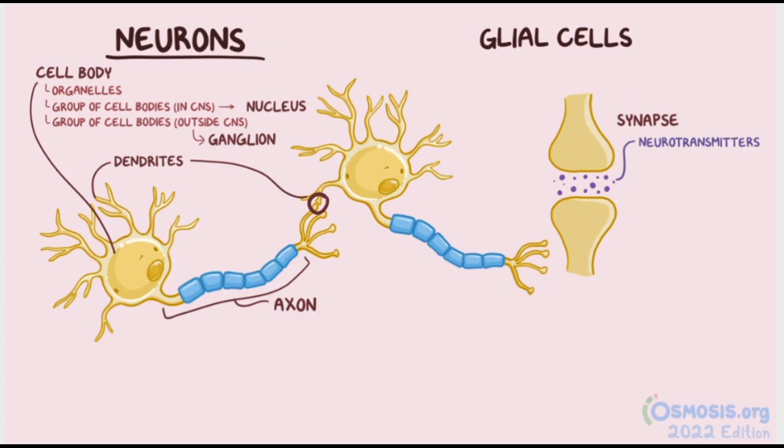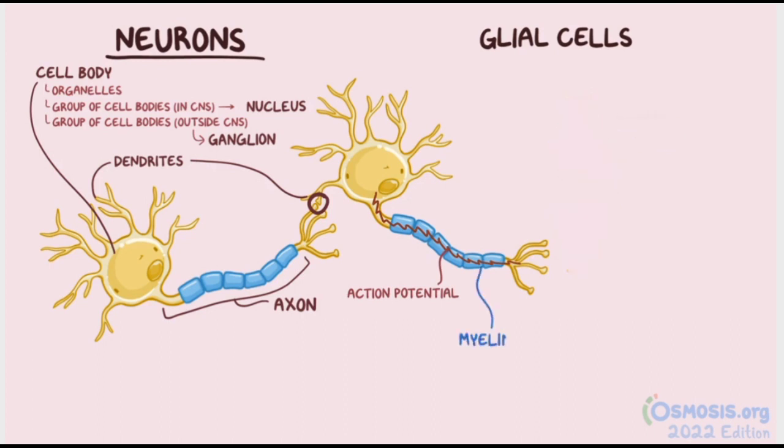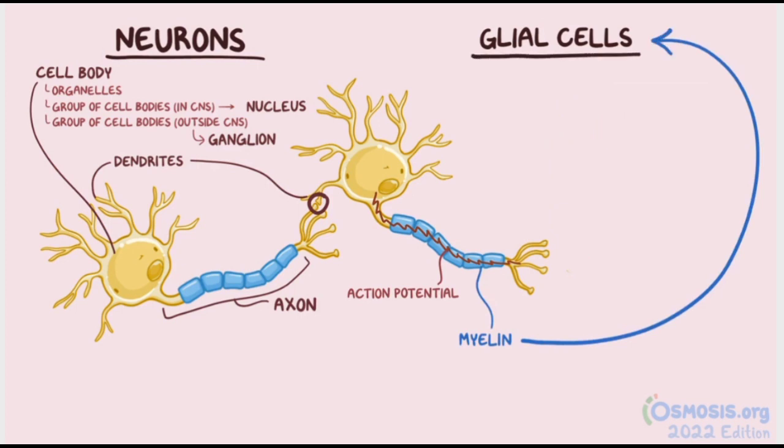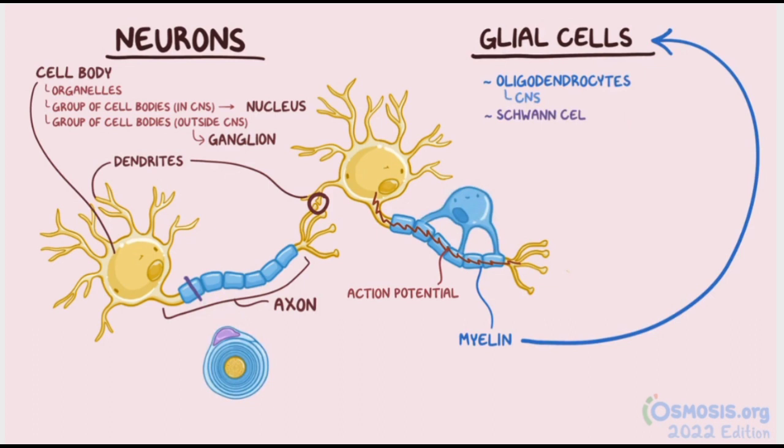To trigger the release of neurotransmitters, neurons use an electrical signal that races down the axon, known as the action potential. To help speed up that electrical signal, the axons are intermittently wrapped by a fatty protective sheath called myelin, which comes from glial cells like oligodendrocytes in the central nervous system, and Schwann cells in the peripheral nervous system.